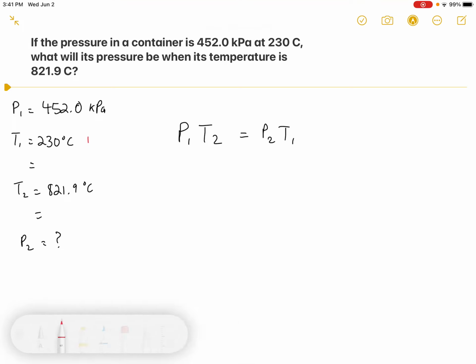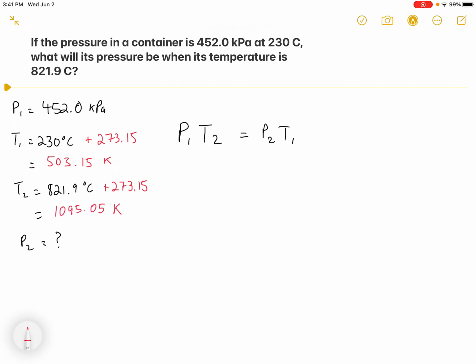So just to make this quicker on ourselves, when we're going from Celsius to Kelvin, we add 273.15. So that's just going to make the initial temperature 503.15 Kelvin, and the final temperature 1095.05 Kelvin.